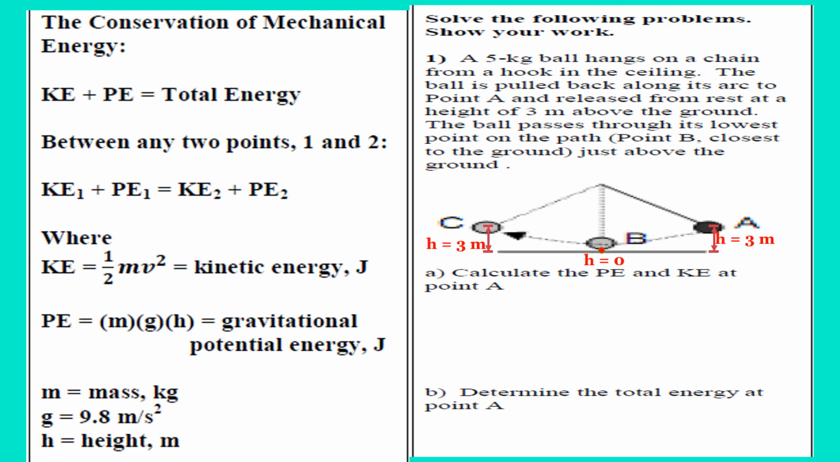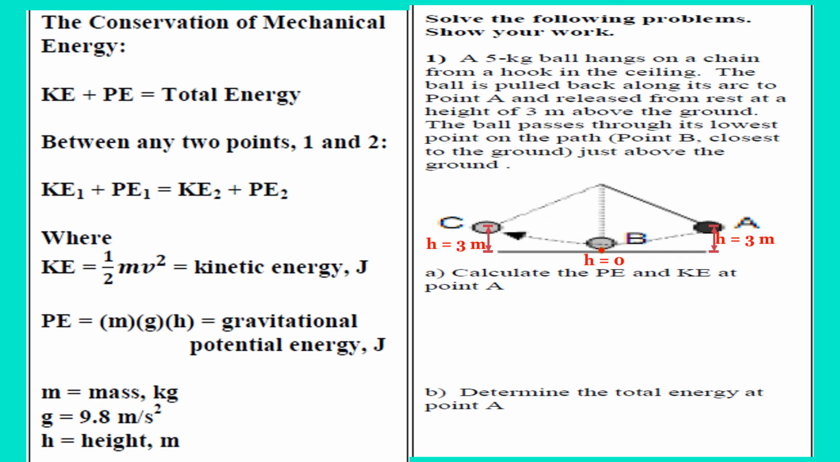Solve the following problems. A 5-kilogram ball hangs on a chain from a hook in the ceiling. The ball is pulled back along its arc to point A and released from rest at a height of 3 meters above the ground. The ball passes through its lowest point on the path, which is the point B closest to the ground, just above the ground, as you can see in this picture here. Letter A.